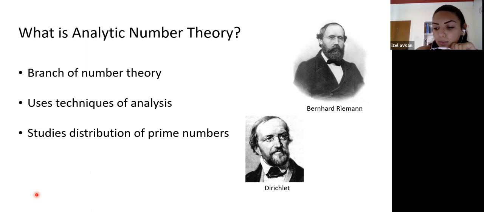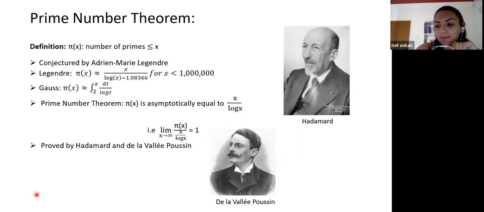Now, having an idea what analytic number theory studies, we can look at prime number theorem, which is a specific example of it. Firstly, let me introduce the prime counting function, π of x, which gives the number of primes less than or equal to x. Prime number theorem first appeared in 1798 as a conjecture by the French mathematician Adrien-Marie Legendre.